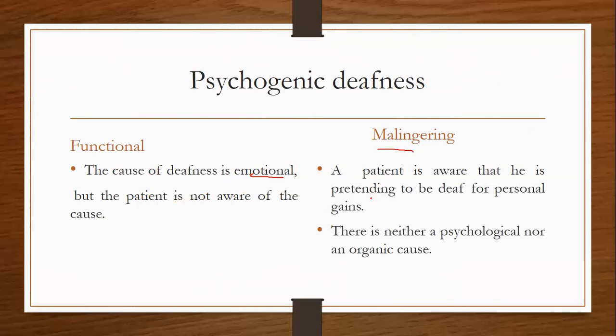Malingering means the patient is totally aware of the complaint, aware that he is pretending to be deaf for personal gain. To avoid some kind of situations or to mask some situations in their life, they are trying to become deaf. There is neither a psychological nor an organic cause. In this malingering form of psychogenic deafness, there is no exact pathology, but still the patient is trying to be deaf.